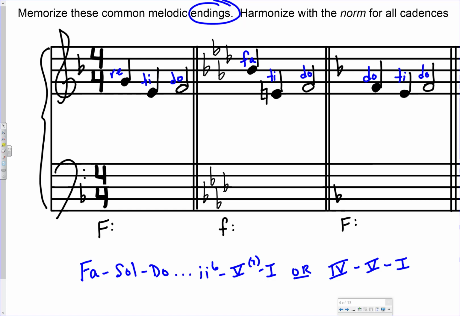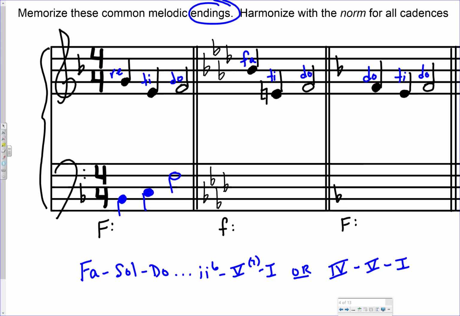So, let me repeat. If the soprano pattern for the final cadence ends with re, ti, do, or fa, ti, do, or do, ti, do, then harmonize the bass with fa, sol, do. And I'm going to do that now, and you can as well. Fa, sol, do. Make that a half note. So we've done that for the first measure.